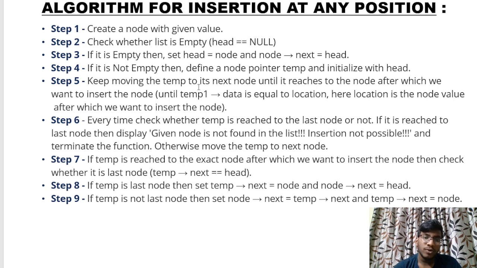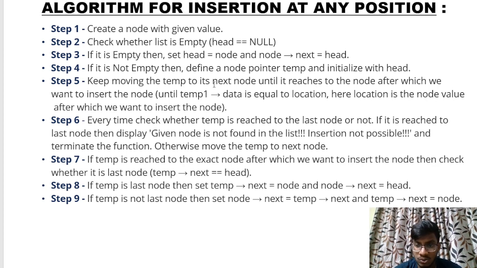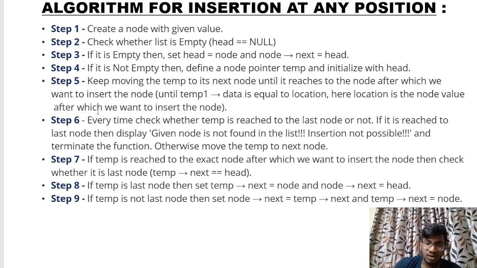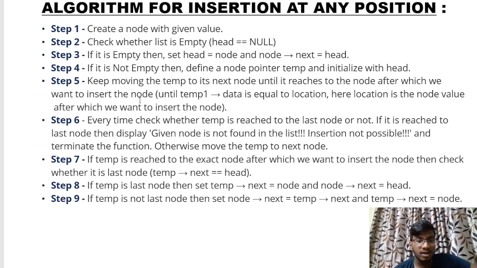Now keep moving the temp to its next node until it reaches the node after which we want to insert the node. That is nothing but we need to take a for loop, and we need to give the position where we would like to insert the node. So we need to keep moving the temp variable until we reach the position where we want to insert the node. So the condition is until the temp of data is equal to the location, and the location is the node value after which we want to insert the node. By using a for loop or while loop, we can achieve this step.